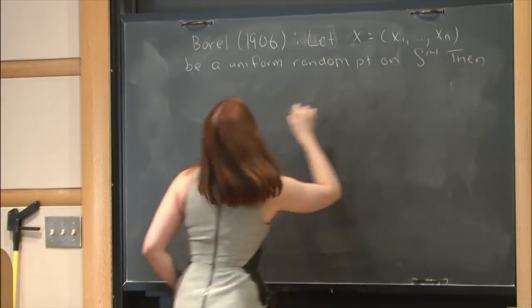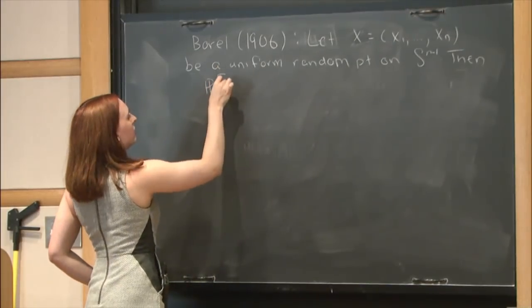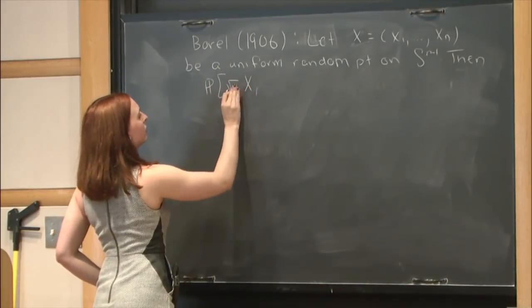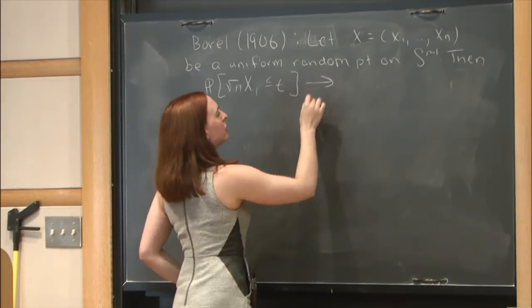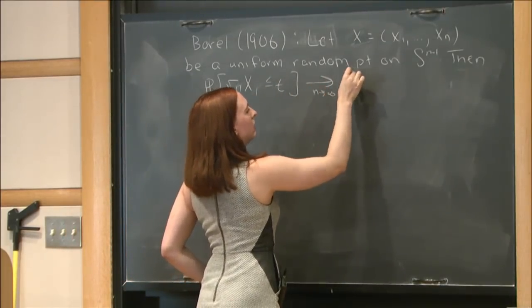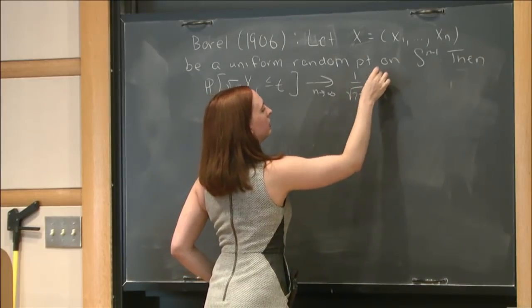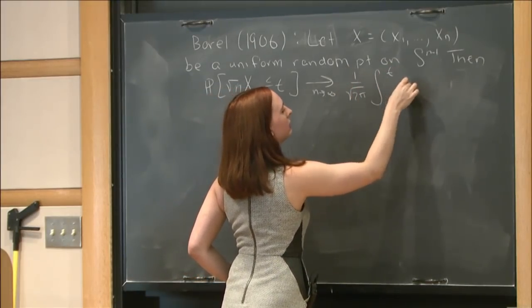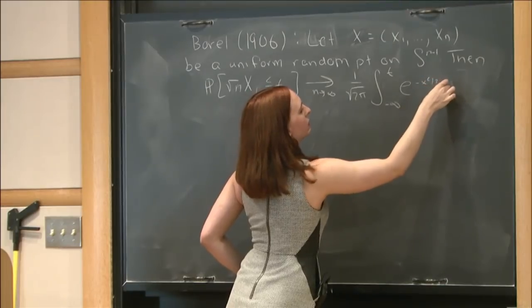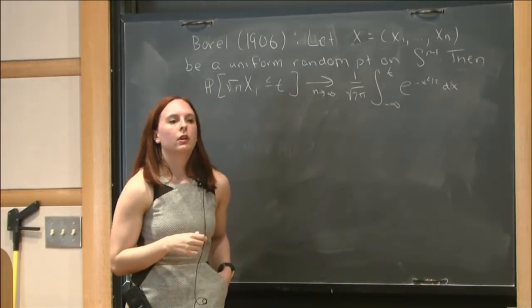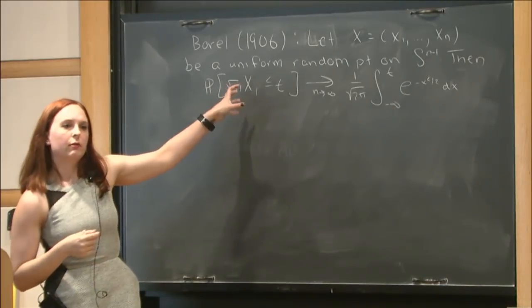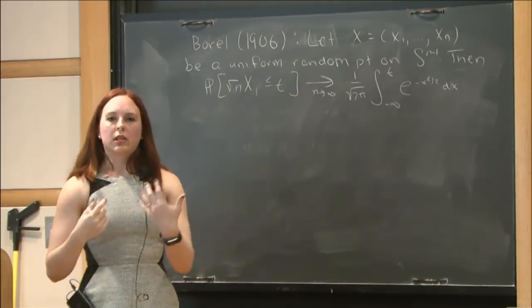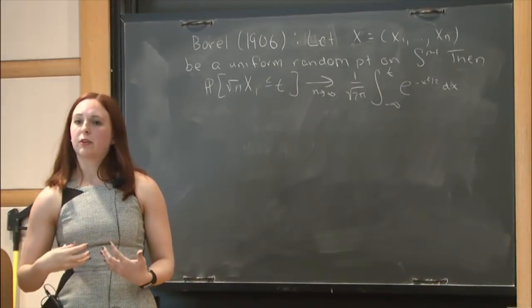Then the probability that root n times the first coordinate of x is less than or equal to t converges, as n goes to infinity, to 1 over root 2 pi times the integral from minus infinity to t of e to the minus x squared over 2 dx. Okay? So that is, root n times the first coordinate of a random point on the sphere converges weakly to a Gaussian random variable as we let n go to infinity.